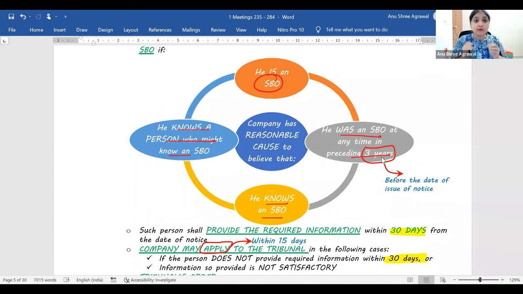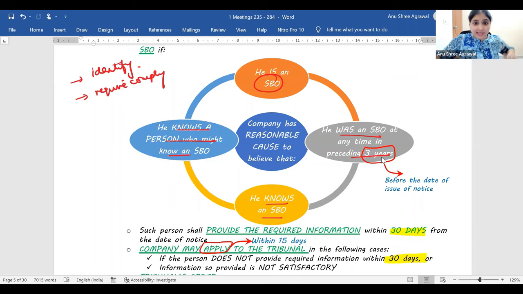What is the company doing here? We are putting responsibility on the company. What responsibility? Company, even you put in the effort, even you identify individuals who are SBO. And if they have not fulfilled this section, if they have not given declaration, you require them to comply with the provisions of the section.